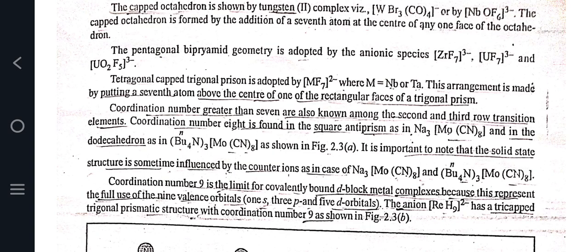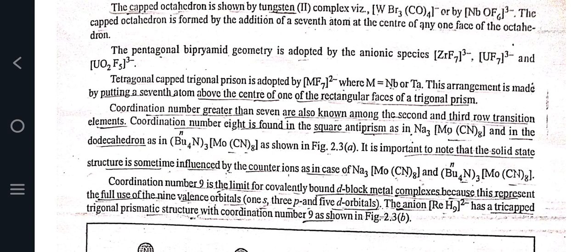Coordination number 8 is found in the square antiprism, as in Na3[Mo(CN)8], and in the dodecahedron, as in (Bu4N)3[Mo(CN)8], as shown in figure 2.3a. It is important to note that the solid state structure is sometimes influenced by the counter ion, as in the case of Na3[Mo(CN)8] and (Bu4N)3[Mo(CN)8].